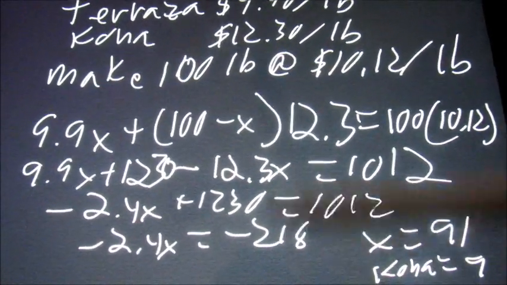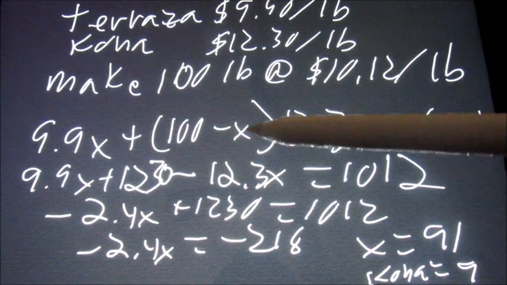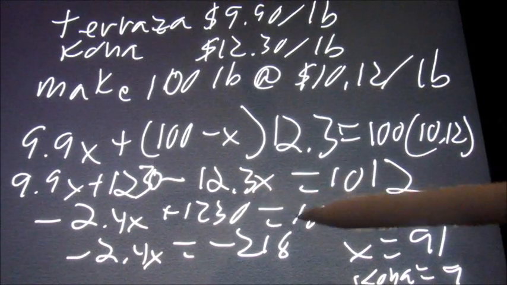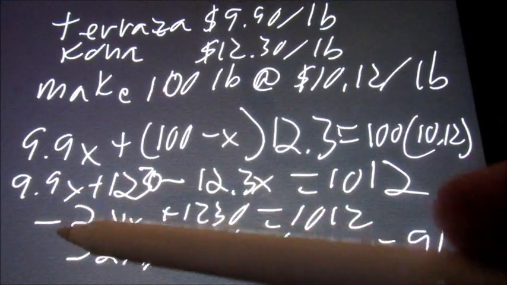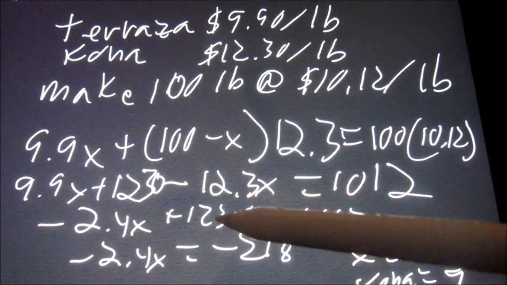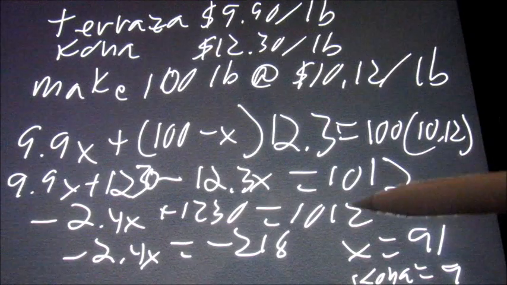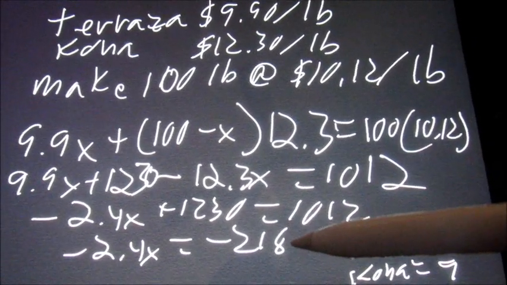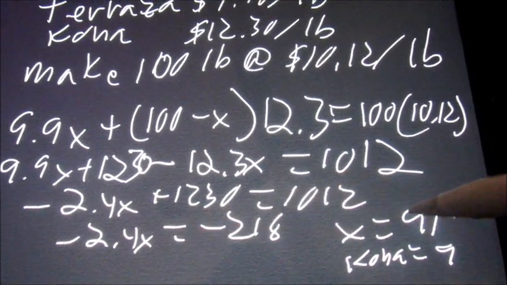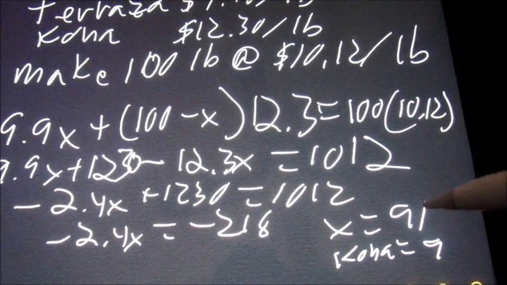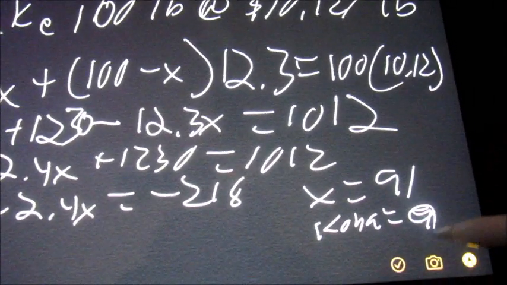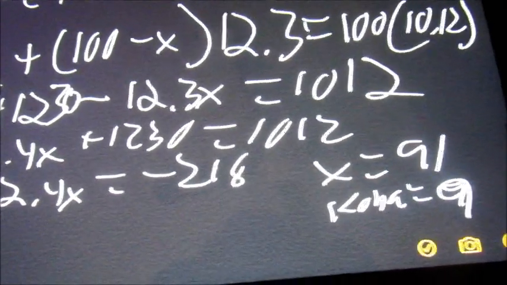And then I just solve everything. First I distributed the 12.3 times 100 is 1,230 minus 12.3x. Combined like terms, 9.9 minus 12.3 is negative 2.4. Then I subtract the 1230 from 1012, and I get negative 218. Divide both sides by the negative 2.4, and I get the x, or the Terrazza, is 91, and 100 minus 91 is 9. Make that a little bit easier to read.